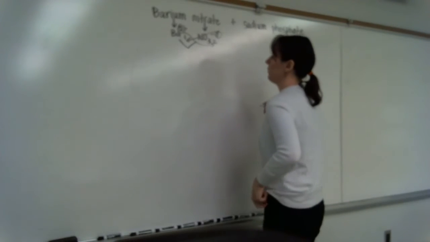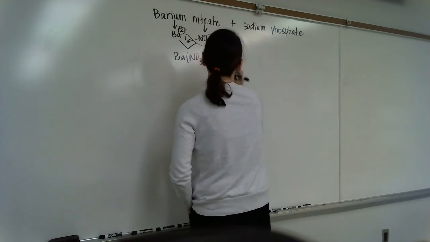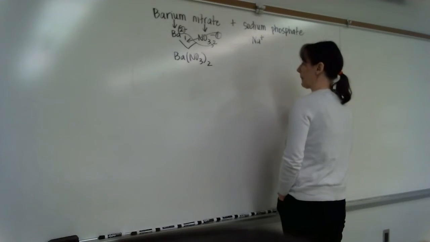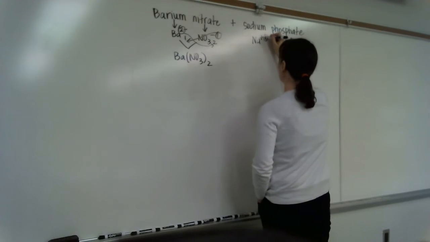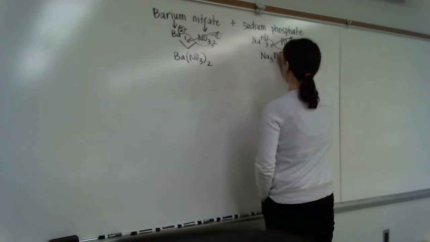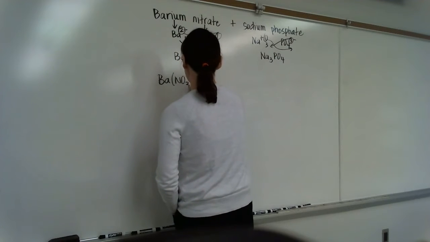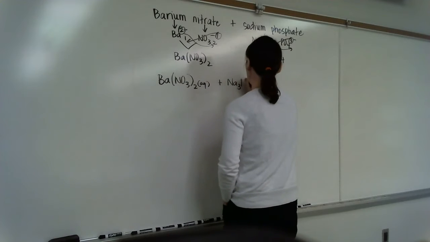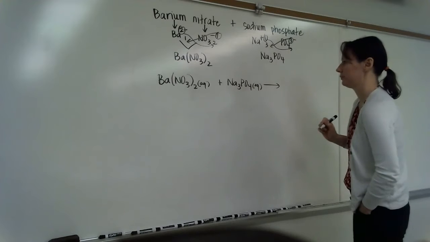All right, so barium nitrate is still Ba(NO3)2. Sodium ion is still Na+. What's phosphate? PO4 3-, right? So when we crisscross those, we get Na3PO4. So Ba(NO3)2 aqueous plus Na3PO4 aqueous. We're going to crisscross, right?